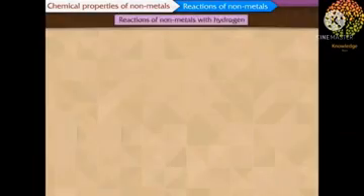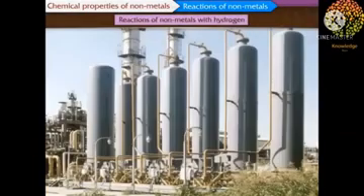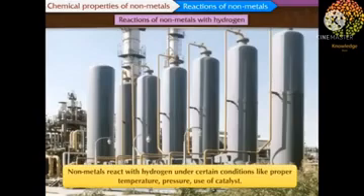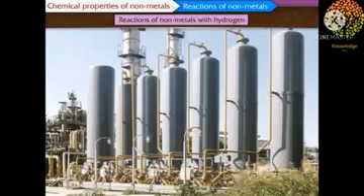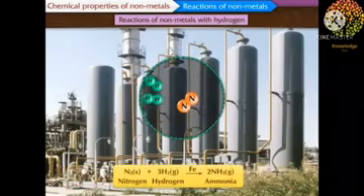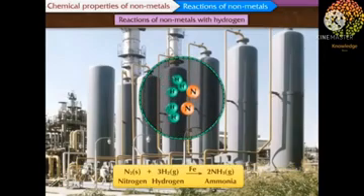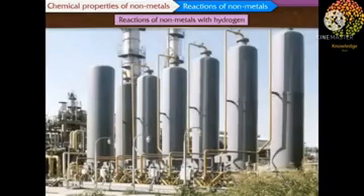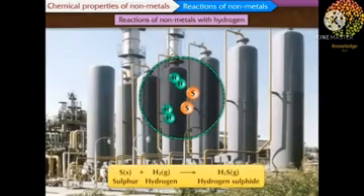Hydrogen. Nonmetals react with hydrogen under certain conditions like proper temperature, pressure, use of catalyst, etc. For example, nitrogen reacts with hydrogen in the presence of iron catalyst to form ammonia. Sulfur reacts with hydrogen to form hydrogen sulfide.